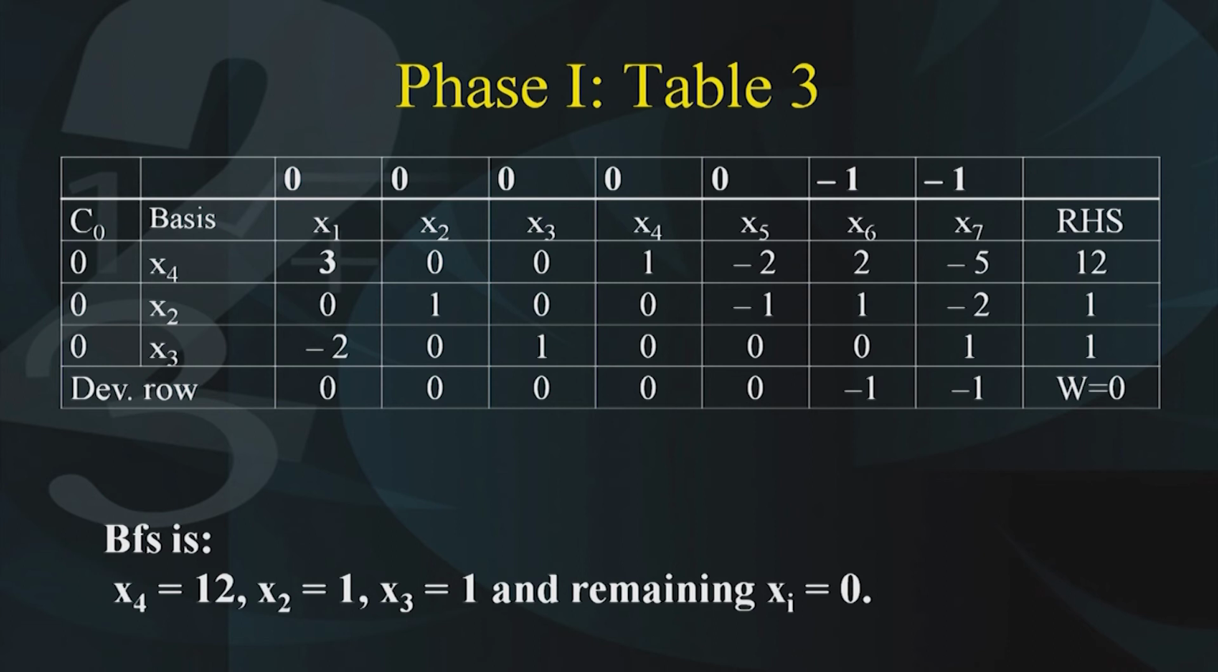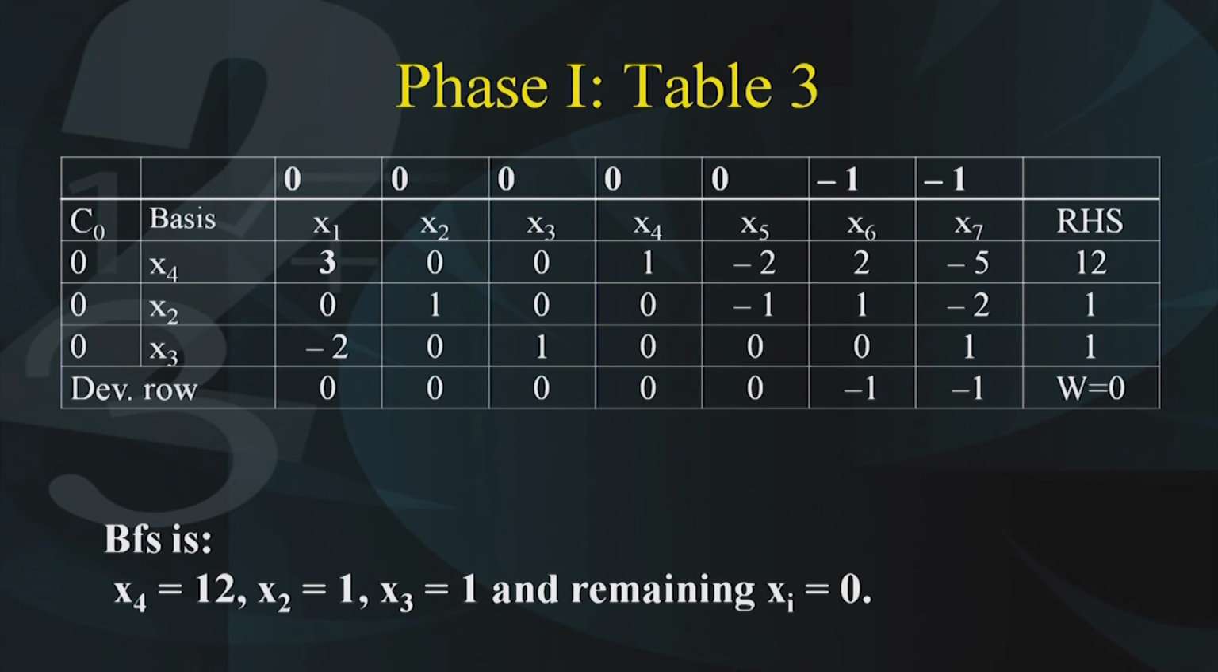Our BFS is x4 equal to 12, x2 equal to 1 and x3 equal to 1, and all others are 0. All others means x6 and x7 also are 0, and that is what we wanted. So, what is the use of this? Phase 1 has been achieved. Remember, our objective of applying phase 1 was to make sure that these artificial variables disappear from the basis, and that is what has happened.